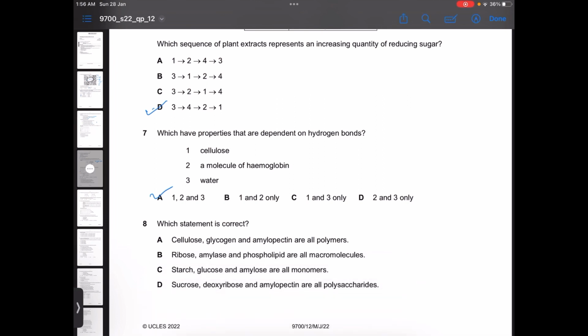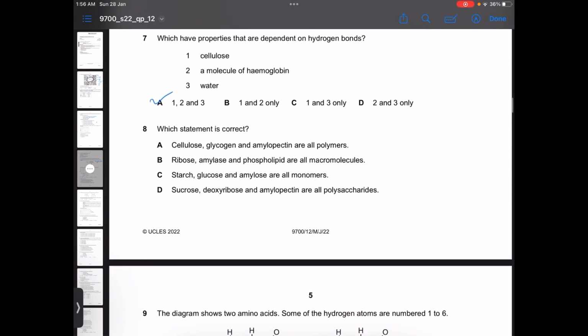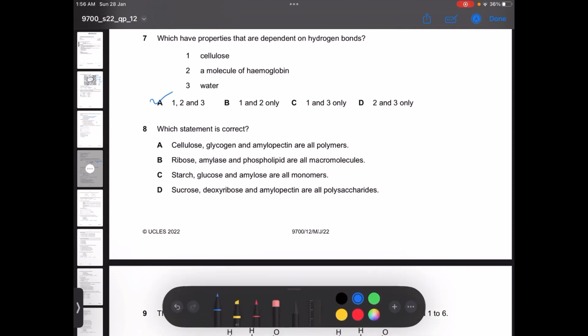Which statement is correct? Cellulose, glycogen, and amylopectin are all polymers. It is correct. Ribose, amylase, and phospholipid are all macromolecules. Ribose is a monosaccharide, not a macromolecule. Starch, glucose, amylose are all monomers. Starch is a polysaccharide. Sucrose, deoxyribose, amylopectin are all polysaccharides. Deoxyribose is again a monosaccharide. So the answer is A.